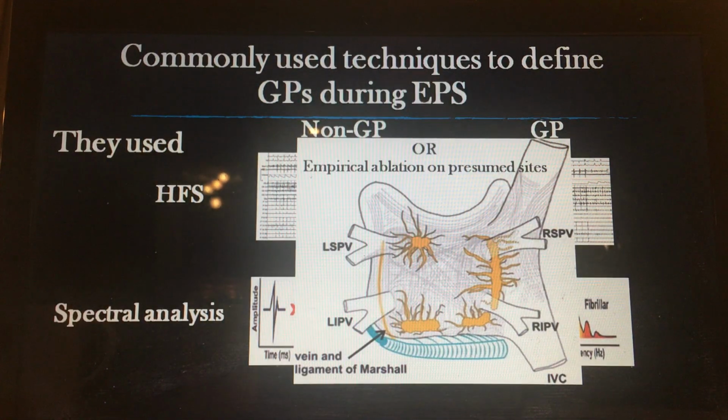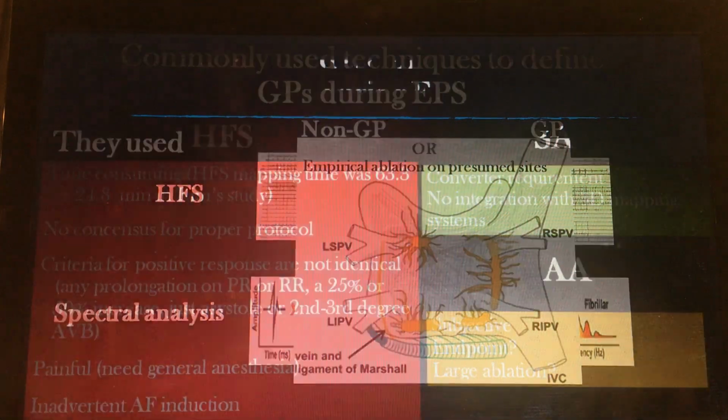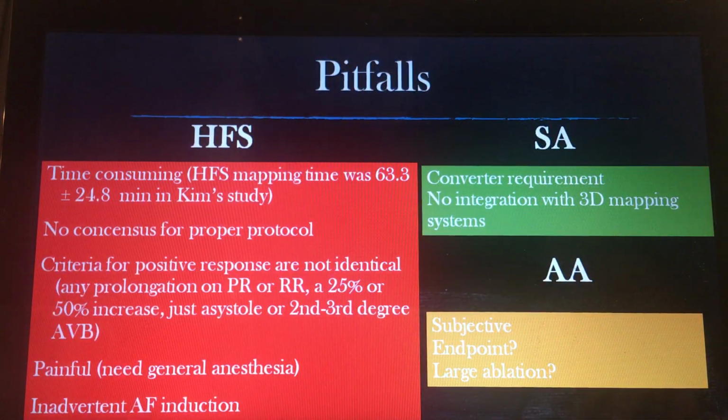In the last method, the great majority of groups try to ablate GPs by using empirical anatomic ablation at presumed GP sites. But I think that there are some limitations of all these techniques, and briefly I will try to explain some of them.